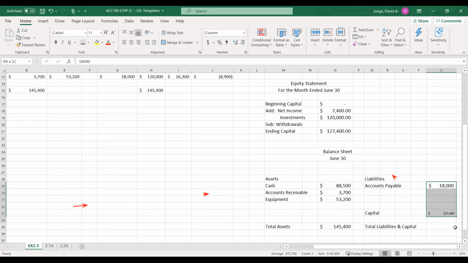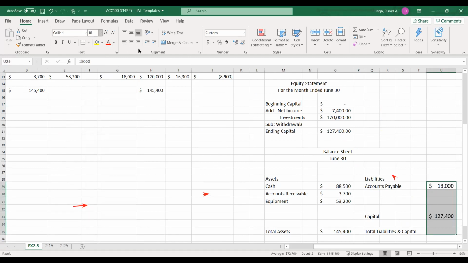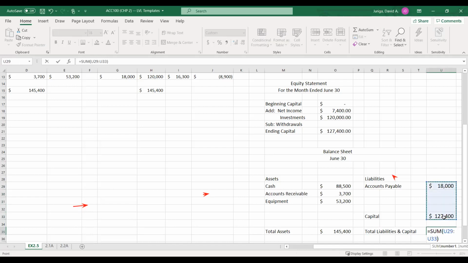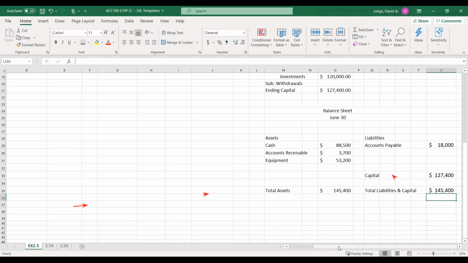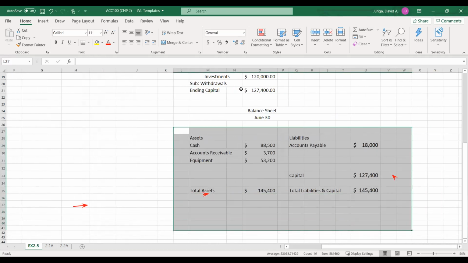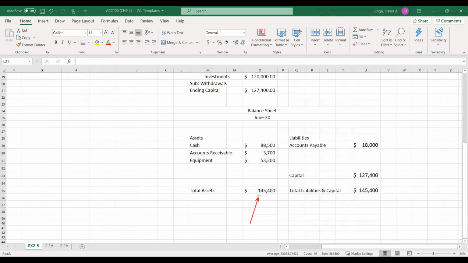Again, the formatting's off. Let me just increase it. Hold on just a second. There we go. Now, if I were to add these together, 18 and 127.4, notice I get the 145.4. And let me just scroll this down. Notice that you are balanced. Okay. So 145.4 is your total assets. Total liabilities and capital is the same number.